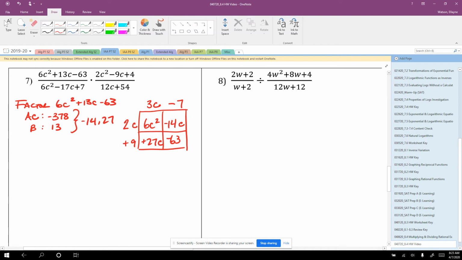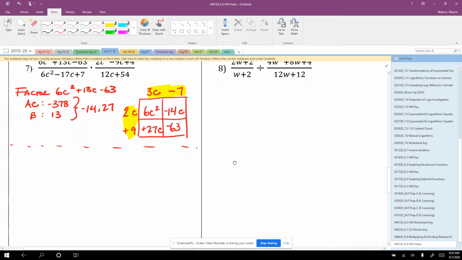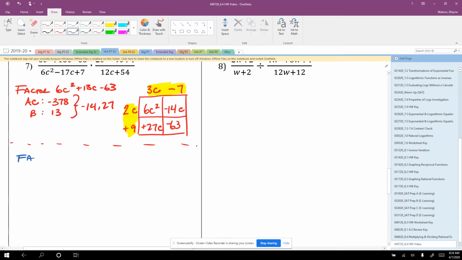Okay, so then I know that this is what the numerator in the first term factors to. Okay, now let's factor the bottom term in the denominator in the first term. So now we're factoring this. I'm going to go through the same steps. A times c is 63. I'm sorry, 42. B is negative 17. So two numbers that multiply to 42 and add to negative 17 are going to be negative 3 and negative 14.